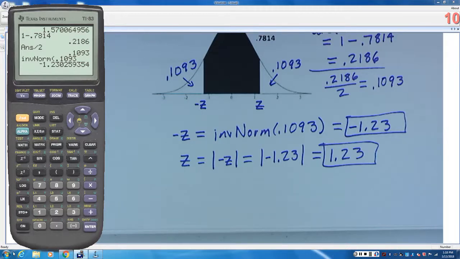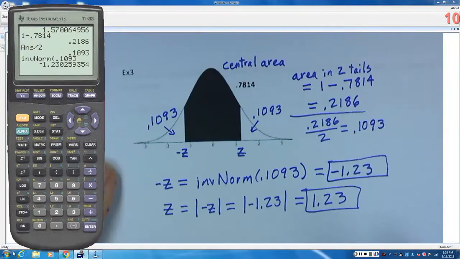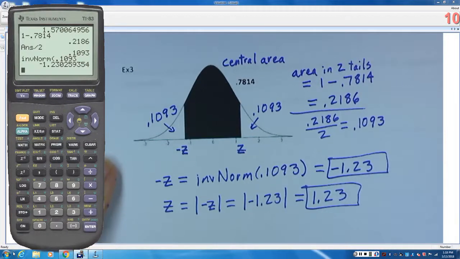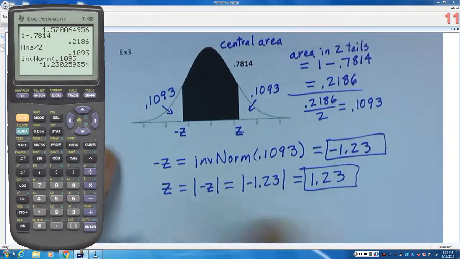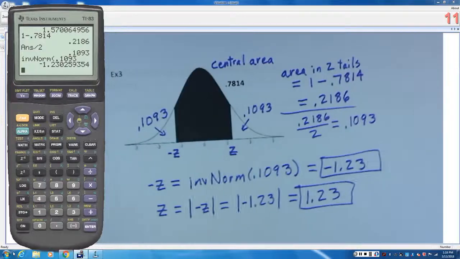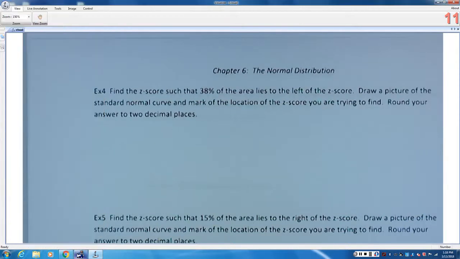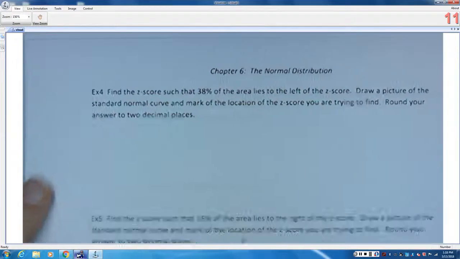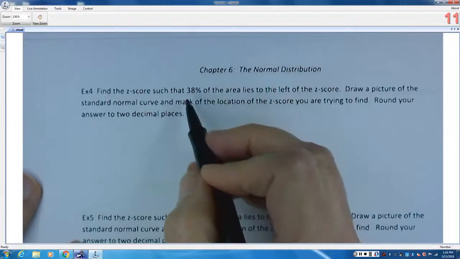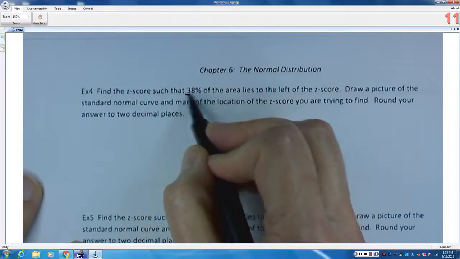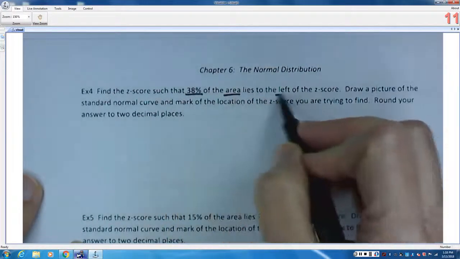So for the central area, you find the area in the two tails, subtract from 1 and divide by 2, and you can use symmetry. This is just like your homework, except with different numbers. So find the z-score such that 38% of the area lies to the left of the z-score. So now it's a word problem. It says 38% of the area lies to the left of the z-score.